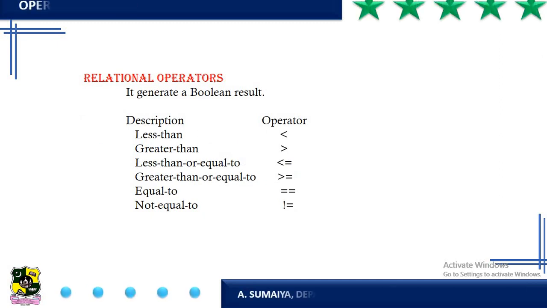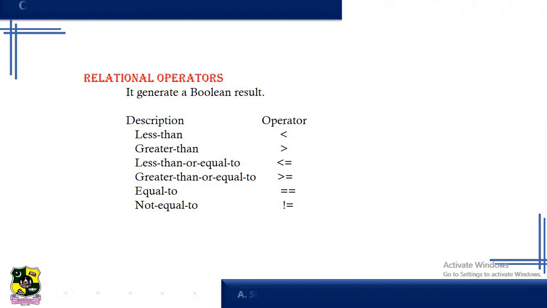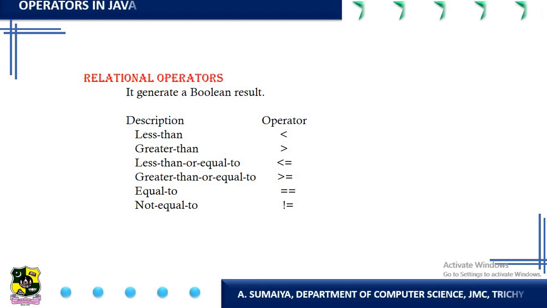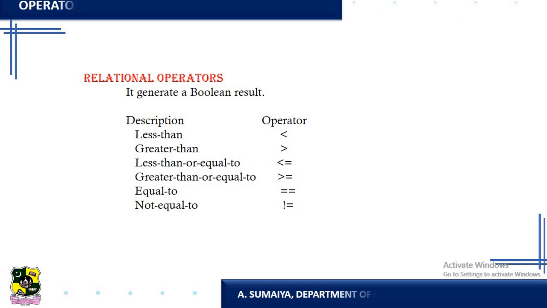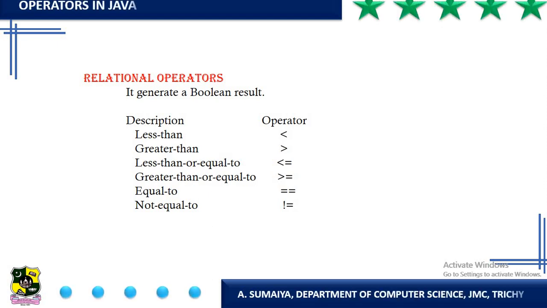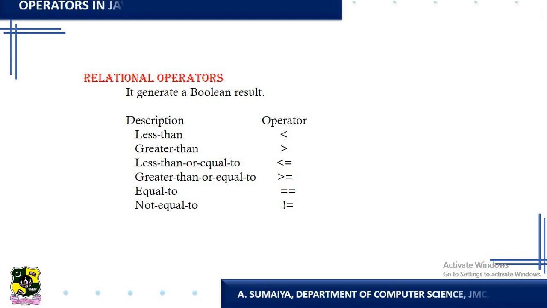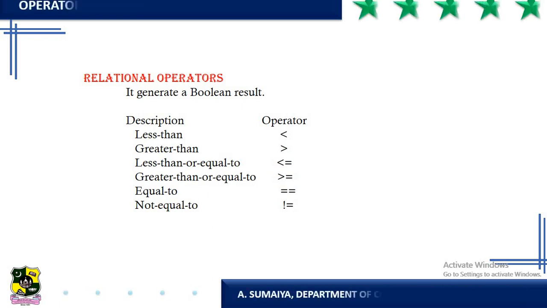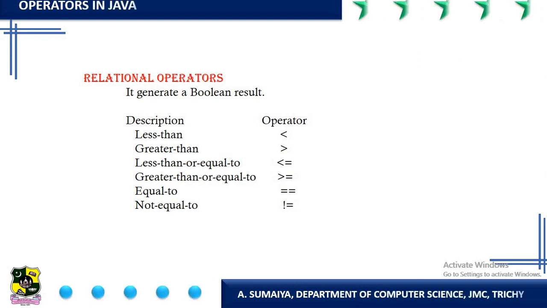Next thing is the relational operator, the well-known operator. It generates a Boolean type result. These operators evaluate the relationship between two operand values. The value true is given if the relationship is true, and the value false is given if the relation is untrue. Got it? It compares two values and determines the relationship between them. Example, not equal to returns true if the operands are unequal.